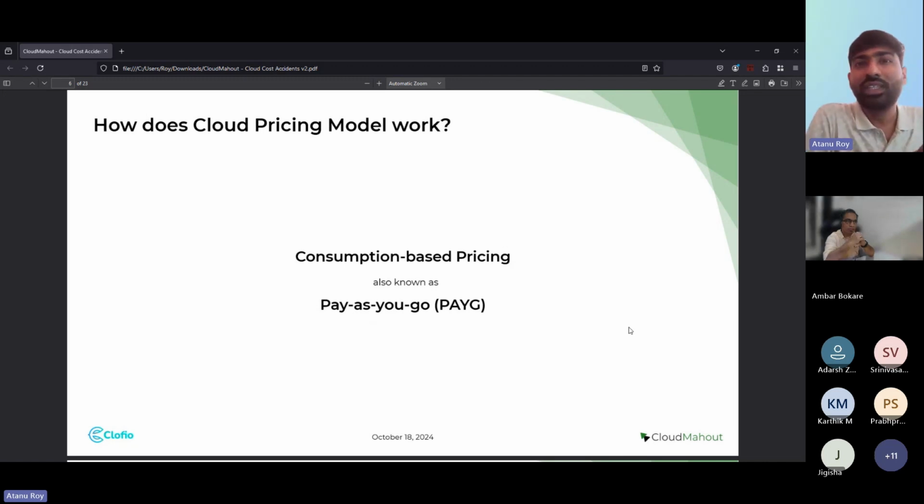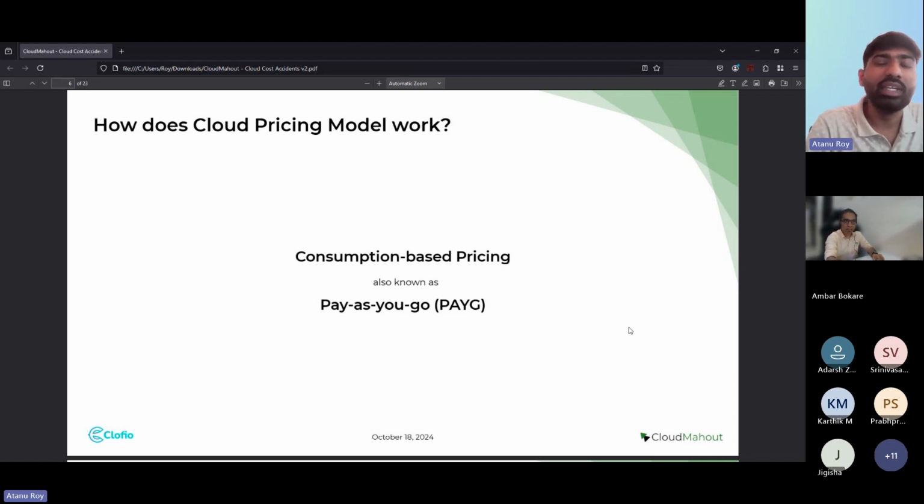We will start with the cloud pricing model, how cloud pricing works and how the entire problem of cloud cost accidents comes in, right? You all might be very much aware of the cloud pricing model, which is called consumption-based pricing, in other words pay as you go, the PAYG model. And this is the culprit of the entire problem, right?